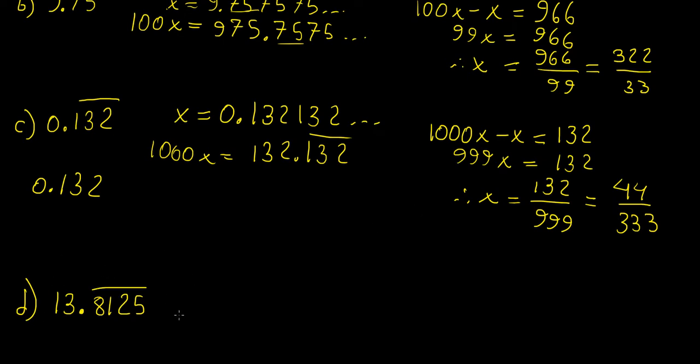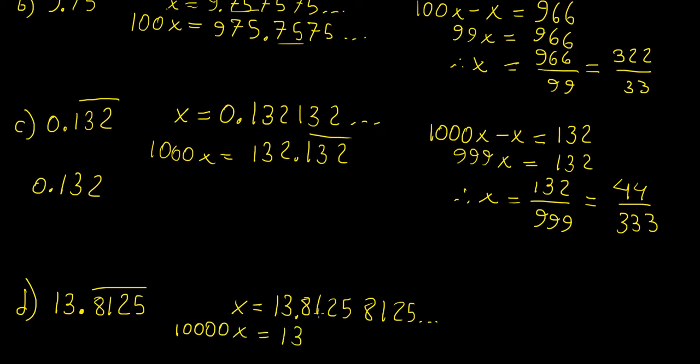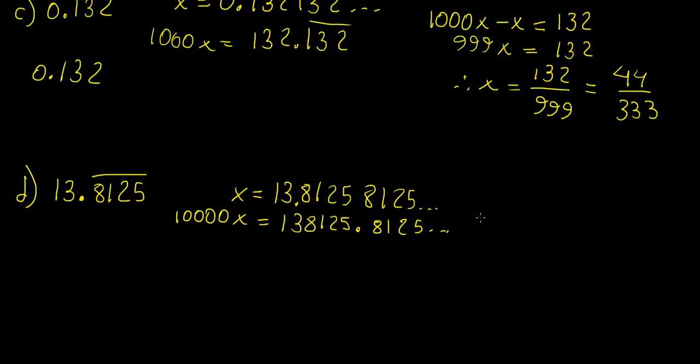Okay, let's do the next one. So same procedure as before. We have x equals 13.8125 8125, and so on. Now in this case we need to grab 4 digits, so that means that we need to multiply this by 10,000. So this is going to be a little bit trickier. We're going to move the decimal point 4 places to the right, so 138125. Then we have 8125 repeating. So decimal places are going to cancel out. So we're going to subtract this minus that.